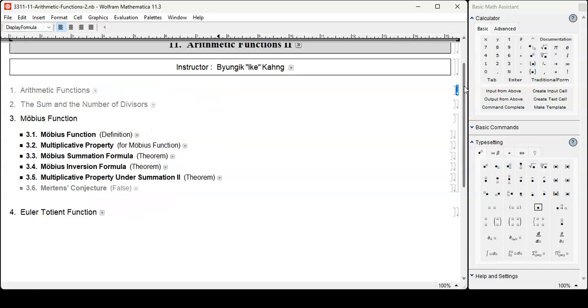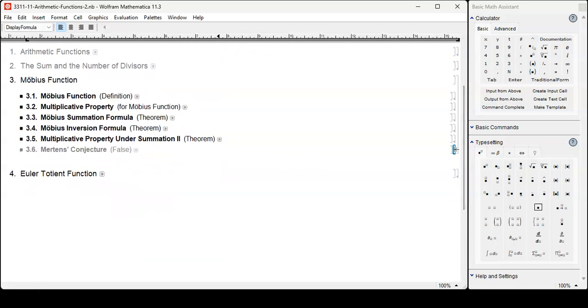Let's see. Martin's conjecture, is that something worth discussing? No.